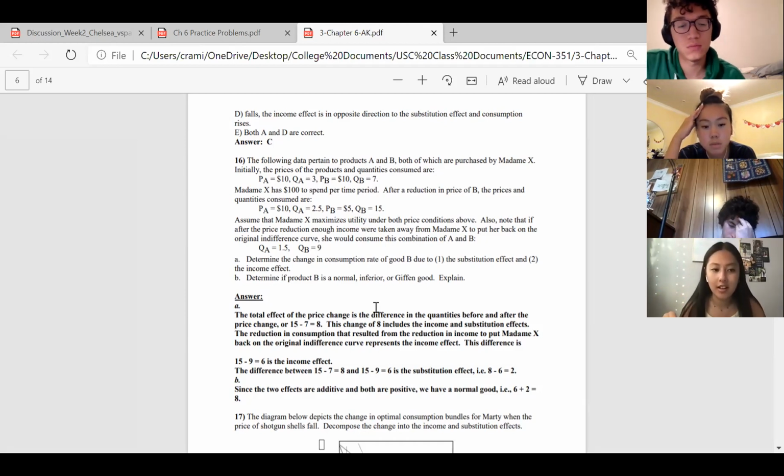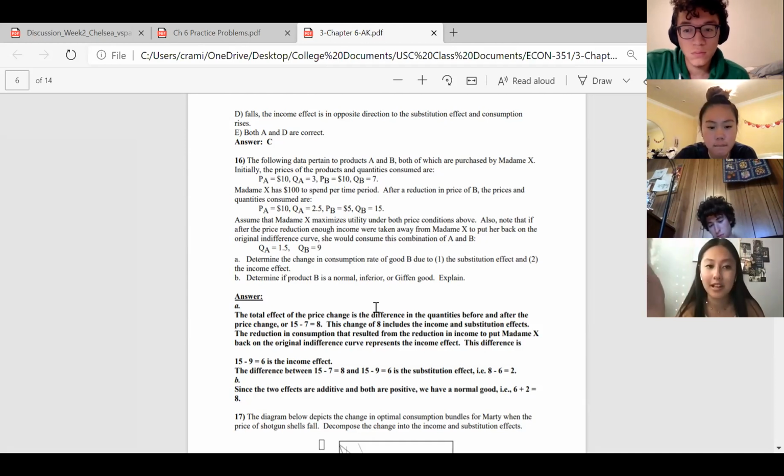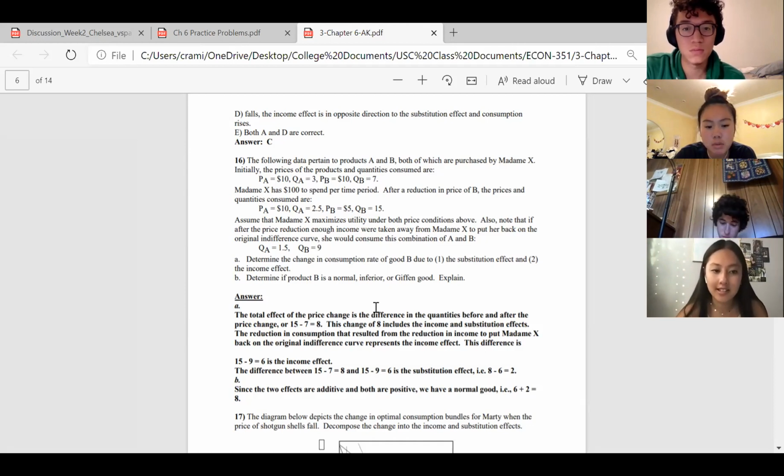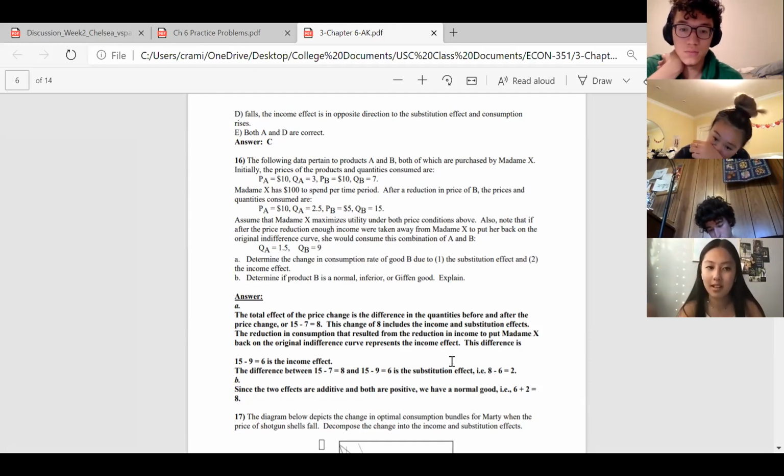So the substitution effect is where it went from the original QA being 3 and QB being 7 to QA being 1.5 and QB being 9, because although the quantity changed and the price of B changed, the utility is still the same. And that's the substitution effect. On the answer key, where it says the substitution effect is 8 minus 6, which is 2, I just did 9 minus 7, because that's how much the quantity changed when the utility remained the same.